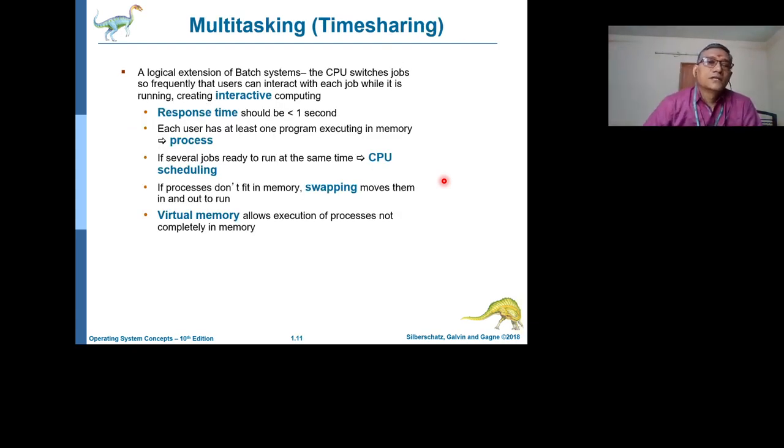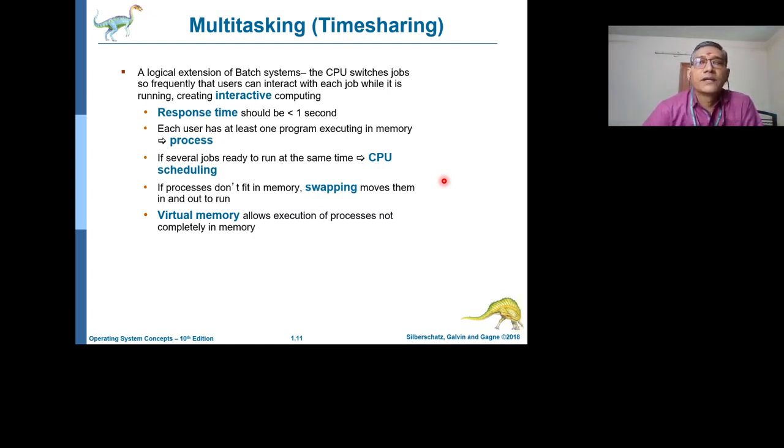Logical multitasking is also called time sharing, which is a logical extension of the batch system. In the batch system there is not much interaction between the user and the operating system during the course of execution. Multitasking is the logical extension of the batch system. The CPU switches jobs so frequently that the user can interact with each job while it is running.